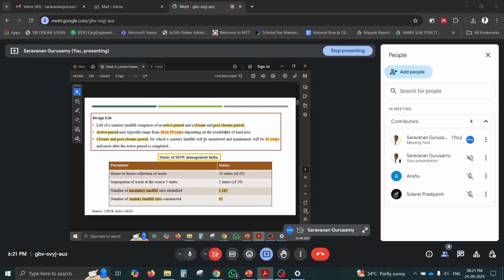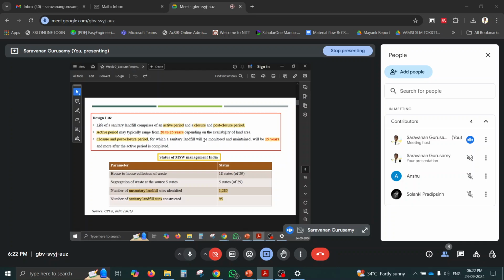But you should not convert this into a park or some other recreational place. It should be monitored for the next 15 years for any contamination, gas production or leachate. After full stabilization, after 25 plus 15 years, around 40 years, we can have some human habitation, or some recreational activity like a park or other community areas we can create. Okay, these are the two main periods we have to note down: one is the active period, another is the closure and post closure period.